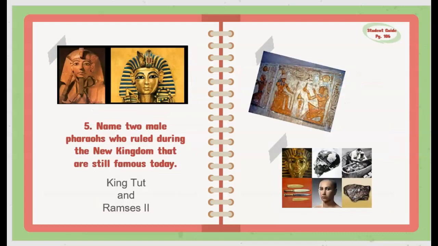Question number 5, name 2 male pharaohs who ruled during the New Kingdom that are still famous today, and that's King Tut and Ramses II. And King Tut, the full name is King Tutankhamun, but we have shortened it through history to King Tut.